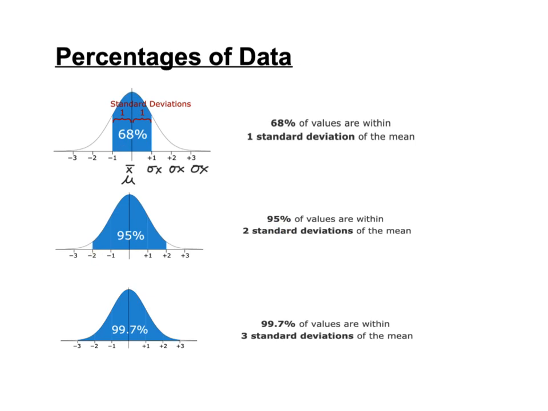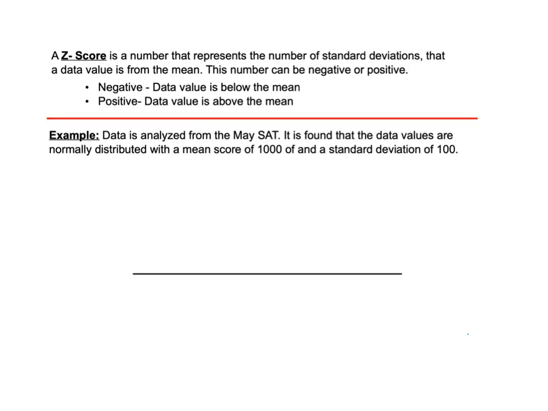95% of the values are within two standard deviations of the mean, and approximately 99.7% of the values are within three standard deviations of the mean. Okay, so next we have z-score. So if you want to, again, pause the video and write down this information and then hit resume when you're ready for the explanation.